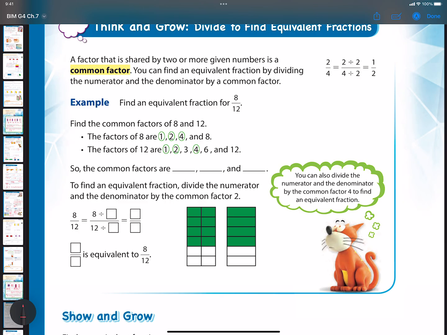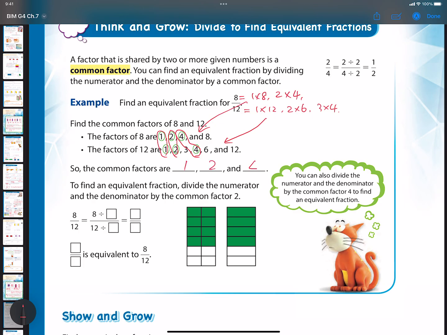Find an equivalent fraction for 8 over 12. Find the common factors of 8 and 12. We know the factors of 8 are 1 times 8 and 2 times 4. That's it, no more. And what about 12? 1 times 12, 2 times 6, and 3 times 4. I'm going to list them out like here, and then find the common numbers: 1, 2, 4. Three of them. So the common factors are 1, 2, and 4.